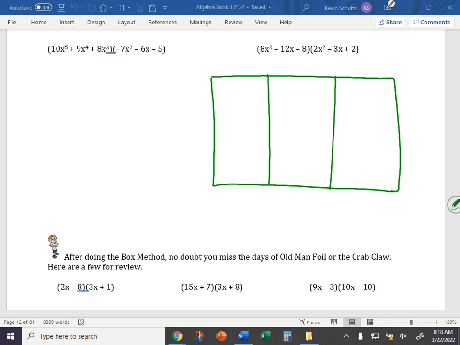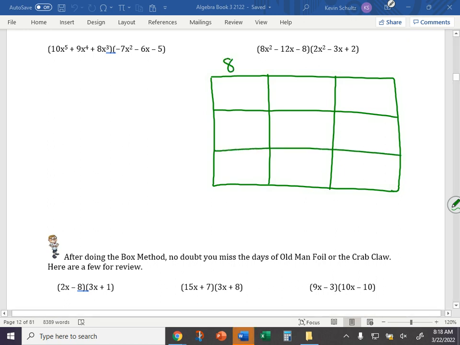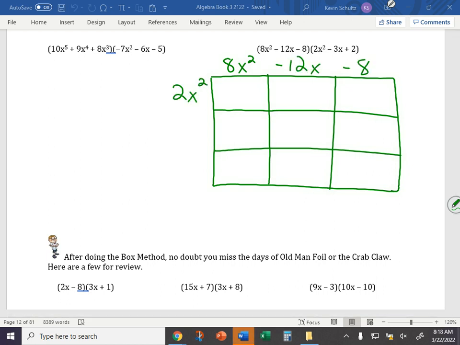Once you get the setup, like I said, it's kind of just pay attention to those signs, pay attention to powers. 8x squared, negative 12x, negative 8, 2x squared, negative 3x, and 2. I like how the like terms are going to line up for this one also. I'm seeing both expressions are in standard form, no open terms, so it's going to work out nicely. 8x squared and 2x squared is 16x to the fourth. Then we got negative 24x cubed, negative 16x squared.